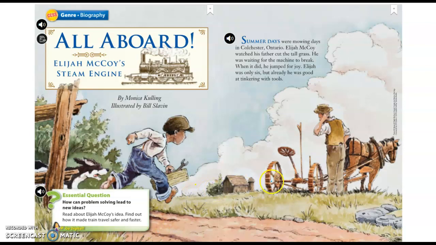So, I'm going to ask you, why was Elijah jumping for joy? Right, because the machine broke. So, the cause of him jumping for joy is because the machine broke. He likes to tinker with things. He likes to play with things and fix things.